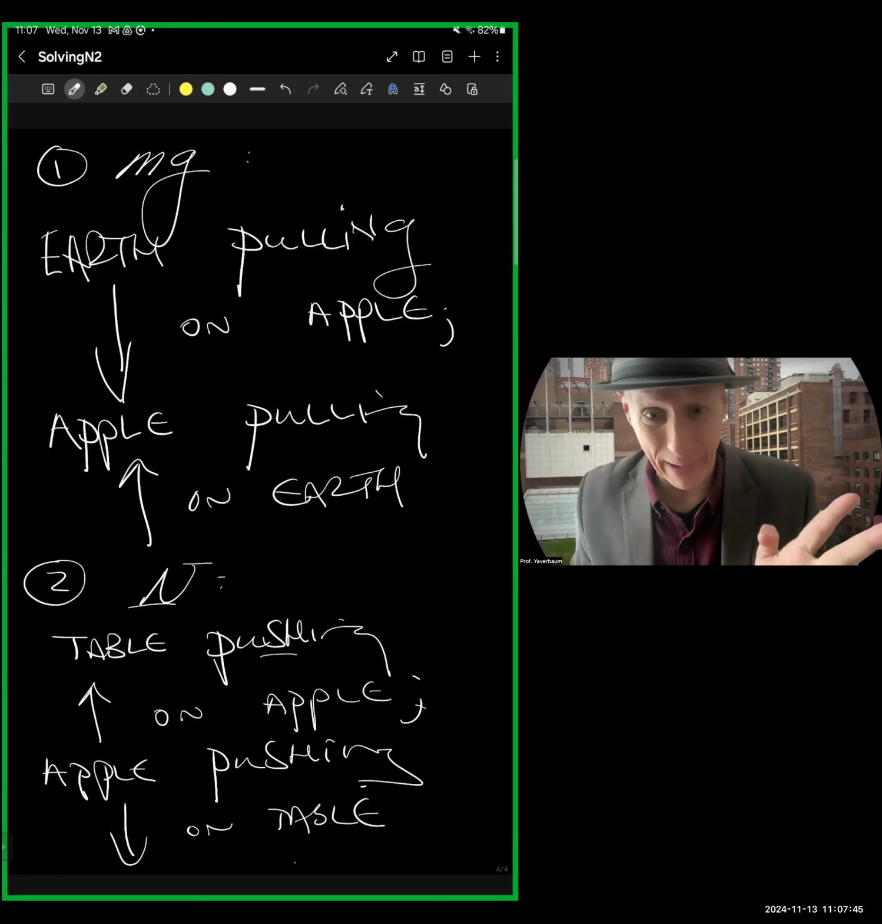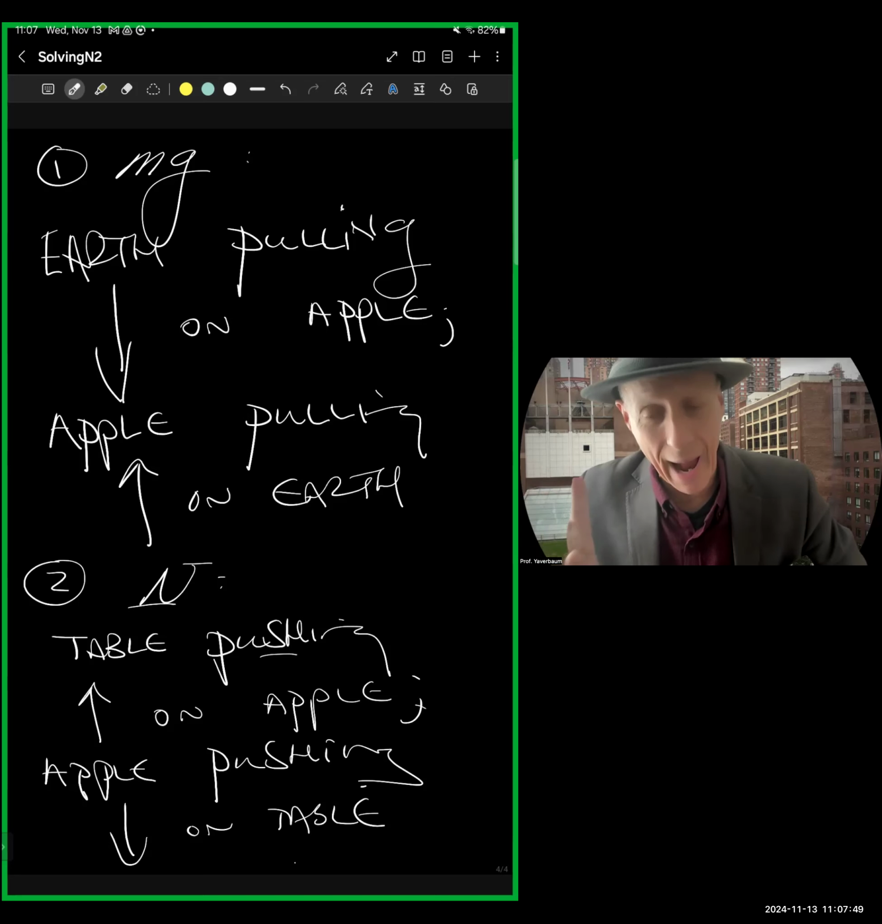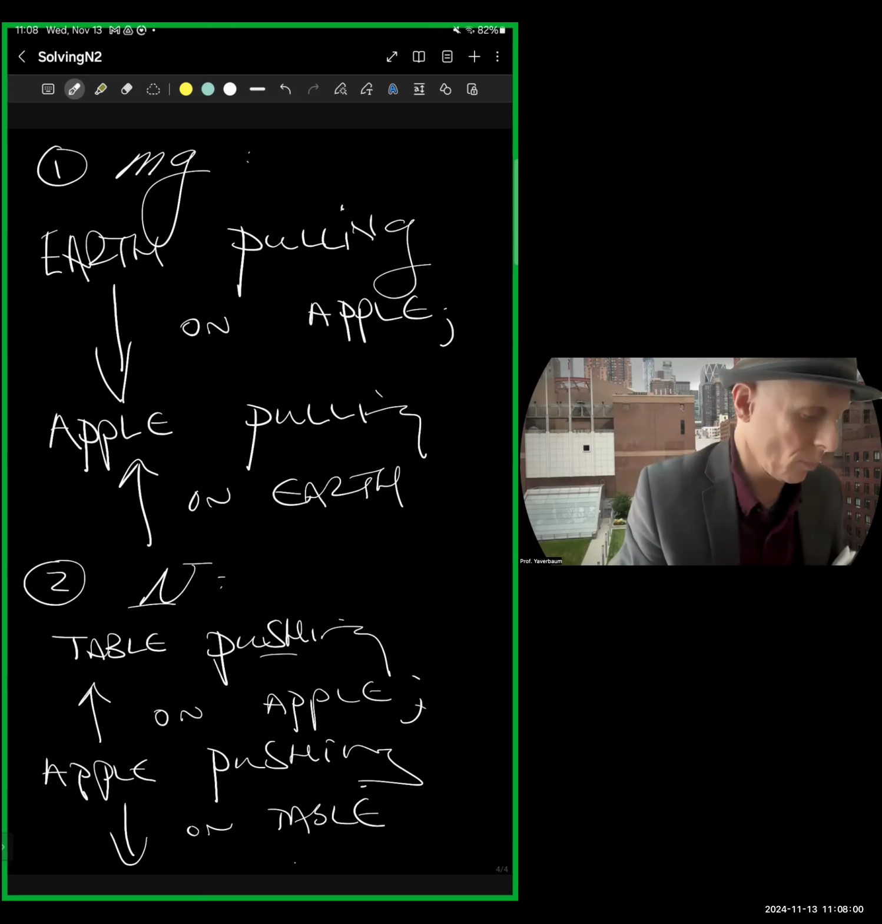Bottom line, why am I even worrying about this? The normal force happens to be opposite in direction and happens to be equal in magnitude to the weight, but that's not because of Newton's third law. How? I'll just write this.